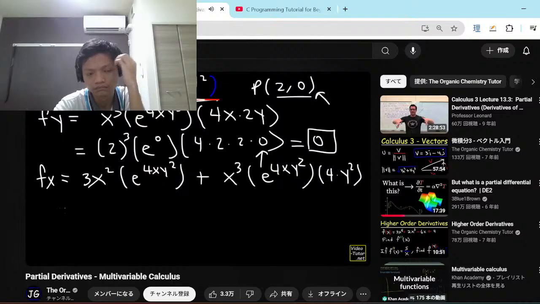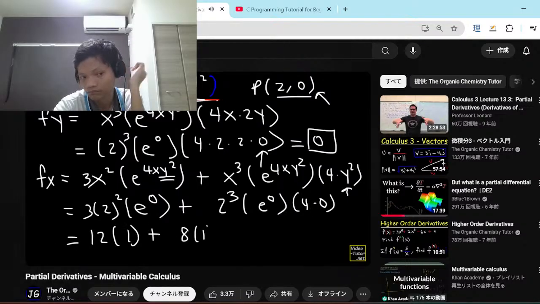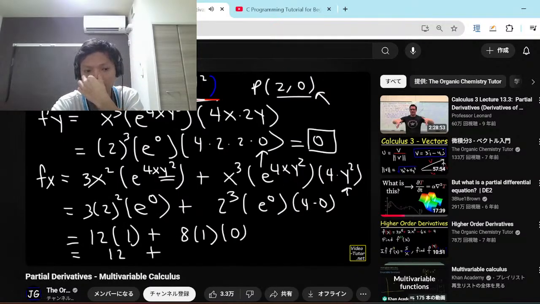Now let's plug in the point (2, 0). So x is 2, and because we have a y squared, 4xy squared becomes 0. So this will be e to 0 again, and we have a y squared here, so this whole thing will be 0. 2 squared is 4, and 3 times 4 is 12. Anything raised to the 0 power is 1. 2 to the third is 8, and 4 times 0 is 0. So this is going to be 12, and 8 times 0 is 0, so the final answer is 12.